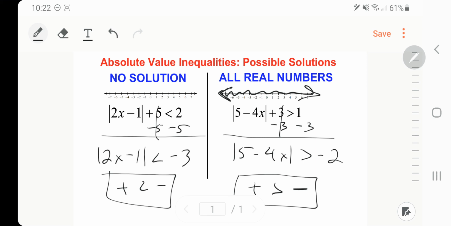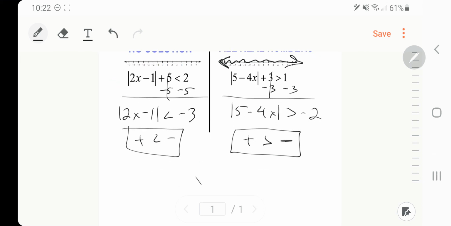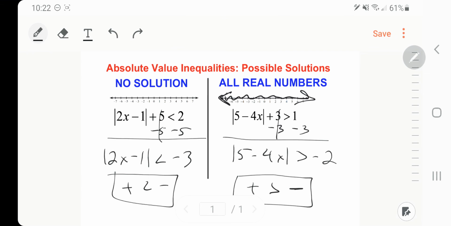All right, so these are two different possible solutions that you could have to absolute value inequalities. For the most part, you'll usually have your standard x is greater than some number. But these are also two possible different kinds of solutions that you could have to an absolute value inequality.